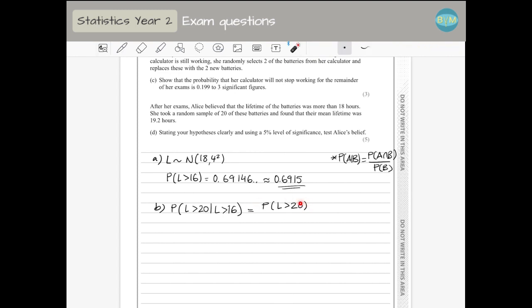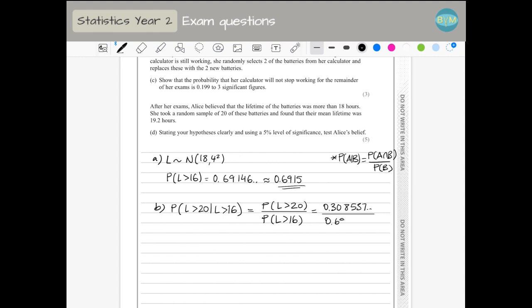Remember, the probability of A given B is the probability of A intersection B divided by the probability of B. That's what I'm applying. The probability of both things happening is really the probability of L greater than 20, divided by the probability of L greater than 16. I have this probability from the previous question. I'm going to do something very similar to find this probability with the calculator. So lower limit is 20, upper limit a very high number, mean 18, standard deviation 4, and I get this value.